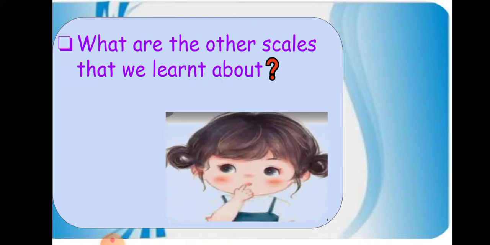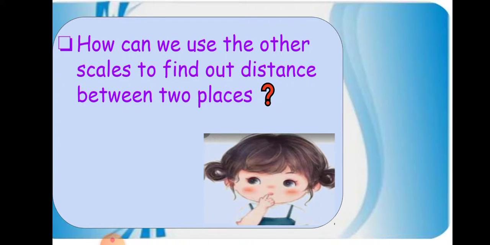Okay. What are the other scales that we learnt about? In the previous section, we talked about the types of scales, and there were 3 types of scales: verbal scale, RF scale, and graphic scale. Okay. So, representative fraction, graphical or linear scale, and verbal scale are other types of scales which can be used in a map. Now, children, how can we use the other scales to find out distance between two places?